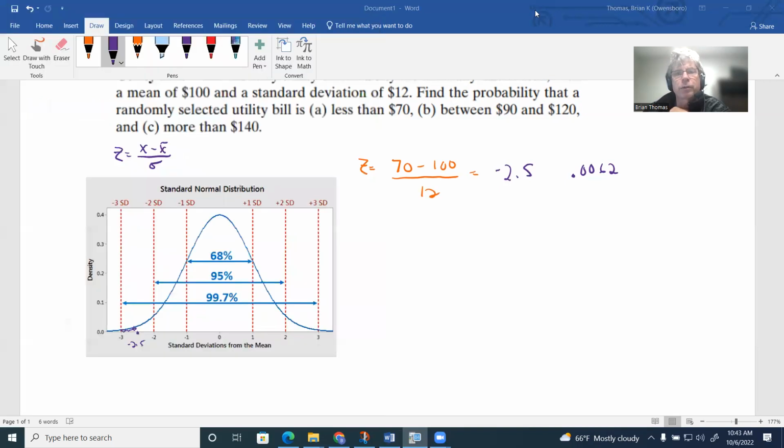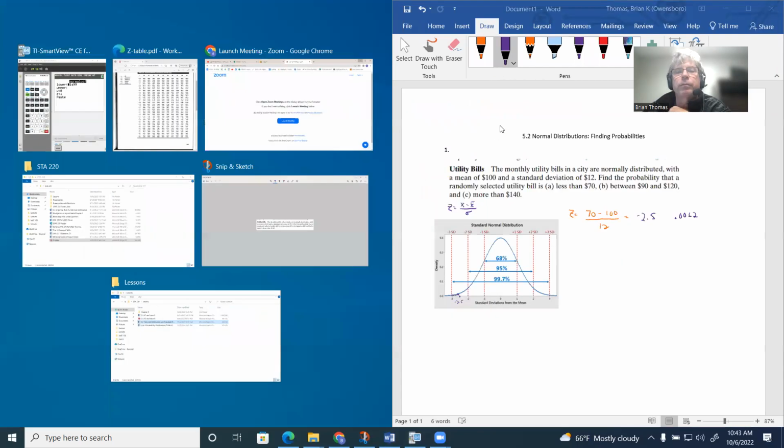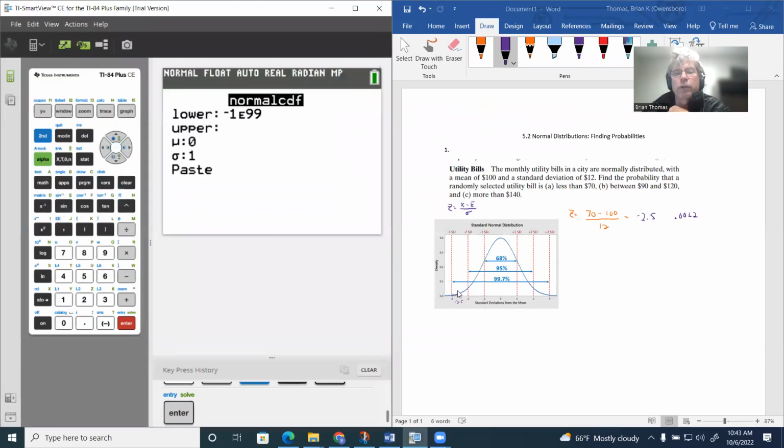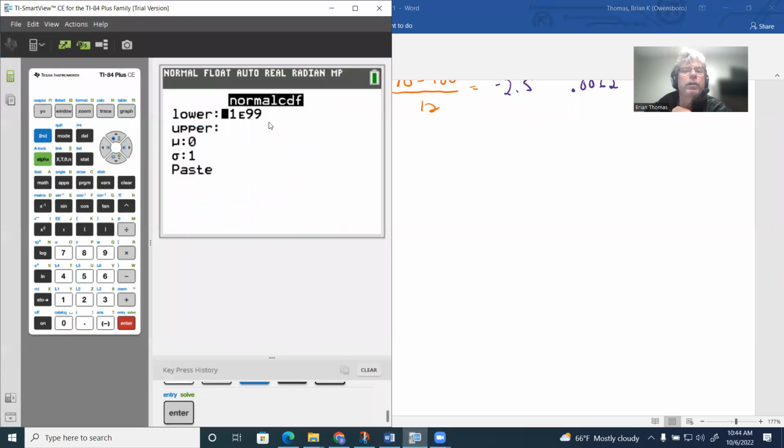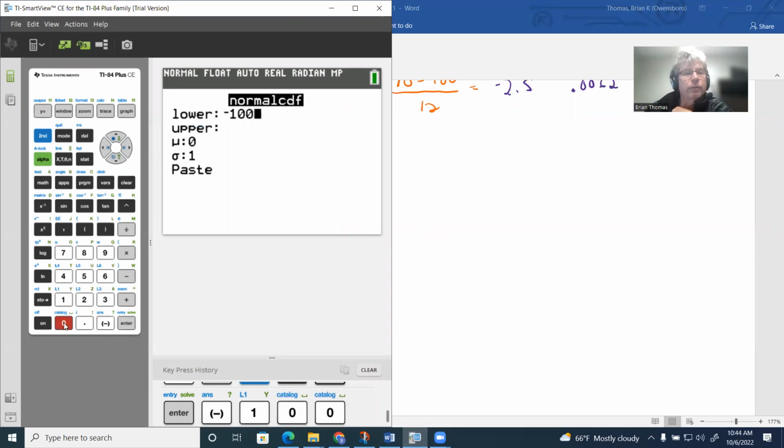If you look at our picture, let me get my graph back up here. If you look to the left, there is no left bound on this thing. Notice how less than 70 means the left bound, there's not one. So it's got to be some really big negative number. What I found useful is either using negative 1 e to the 99, or if you want, just use a really big negative number like negative 10,000. That usually works. So that's our lower bound.